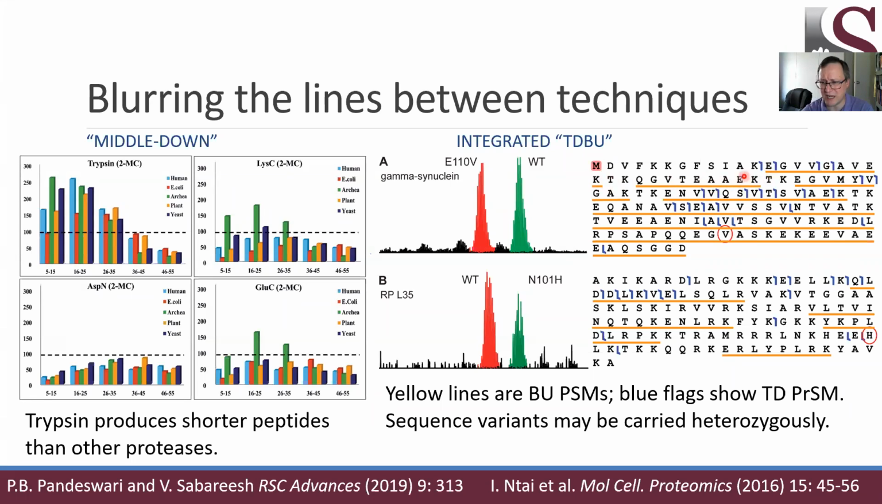Over at the right, we have kind of a complex diagram. So I want to note that this E110V tells us that this is amino acid 110. Here we see that the E has been replaced by a V. We see these little flags pointing left and right in some places show us the fragments produced when we shattered the proteoform in top-down proteomics.